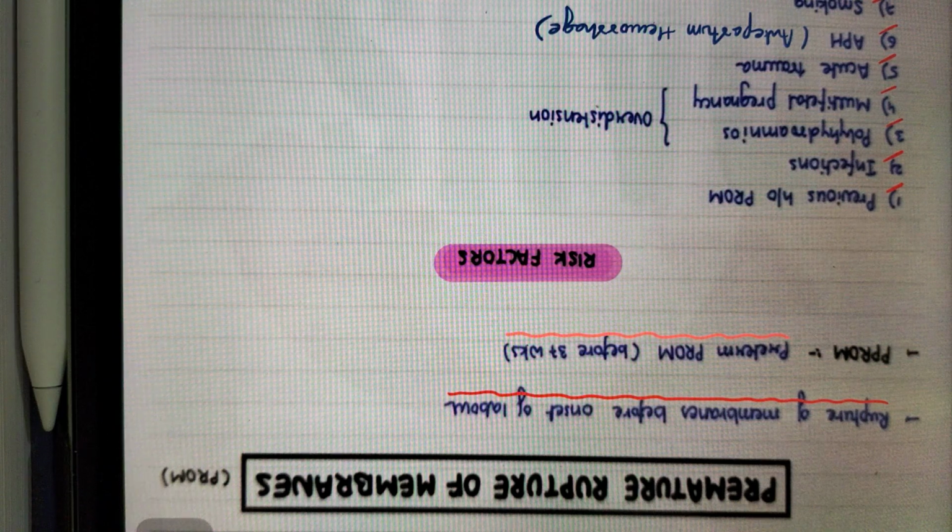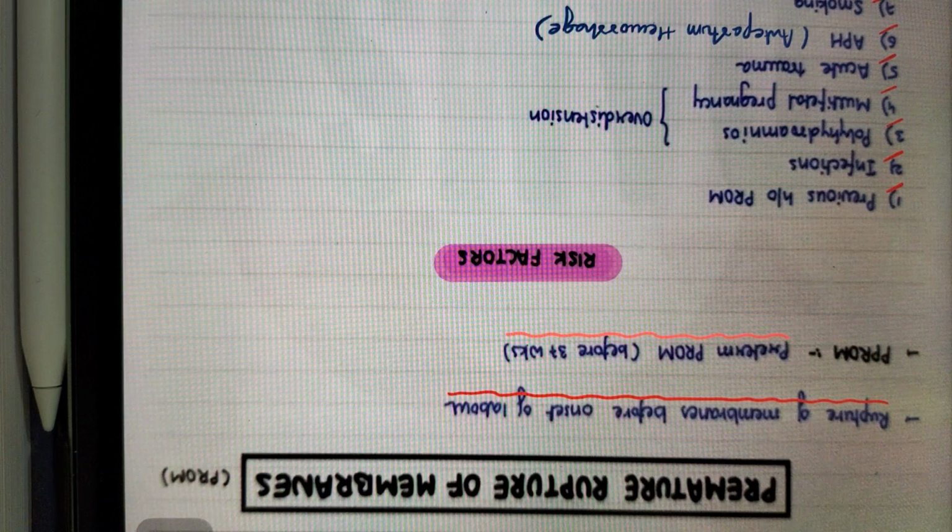Premature rupture of membrane (PROM). This is defined as rupture of membrane before onset of labor. Another entity is known as PPROM, preterm PROM. This is defined as rupture of membrane before 37 weeks.